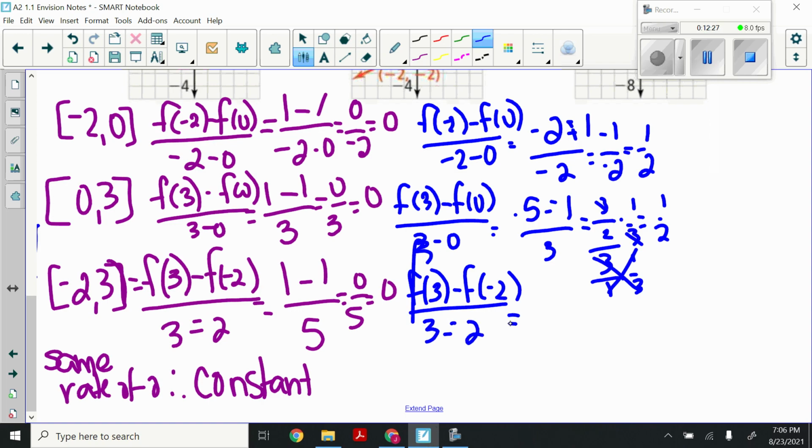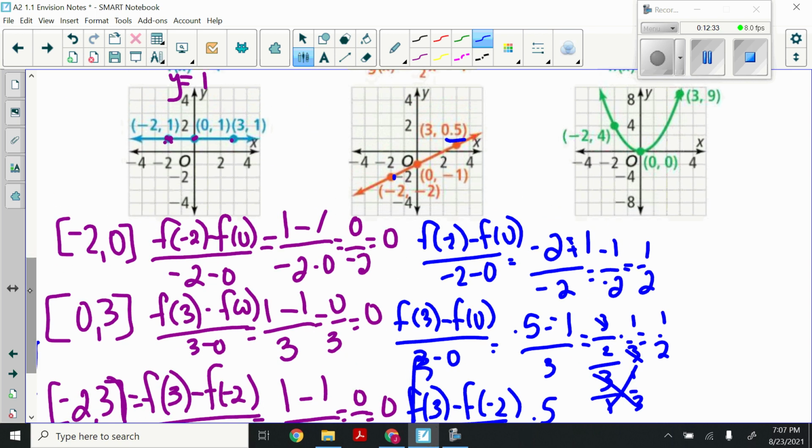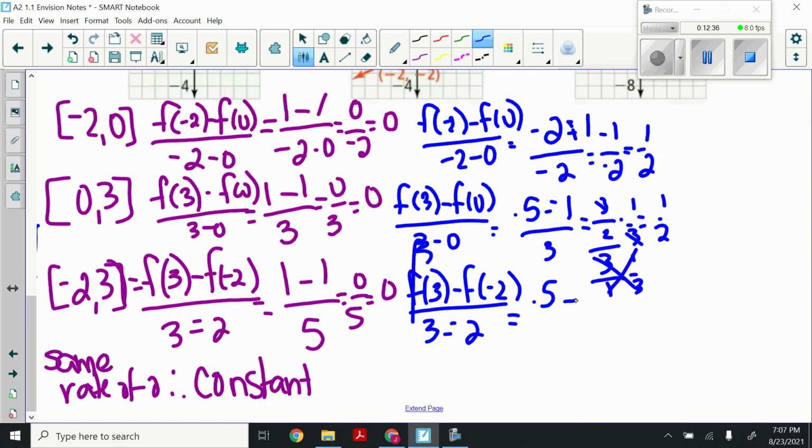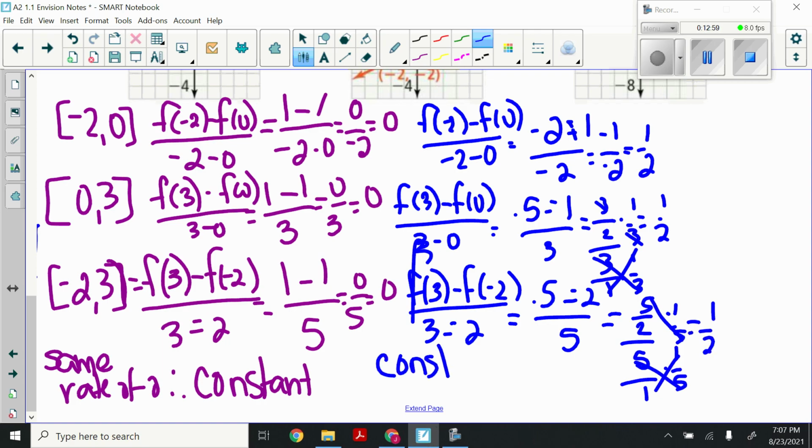So when f was 3, my y value was 1/2, or 0.5. When my x value was -2, my y value was -2. Over 3 minus -2 turns to +5. So on top, 1/2 plus 2 turns to 2.5, or 5/2, over 5. Again, flip and multiply. My 5's cancel, and I have 1/2. So here, again, I have a constant rate of 1/2. Therefore, I know that this is a linear function, or it's a line.